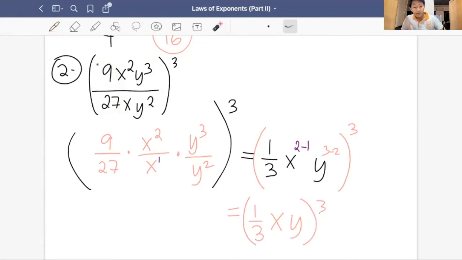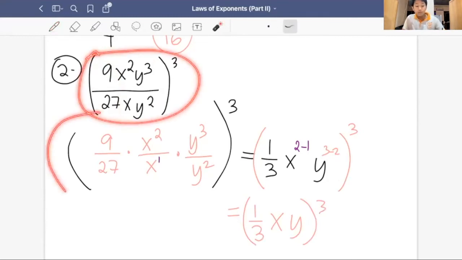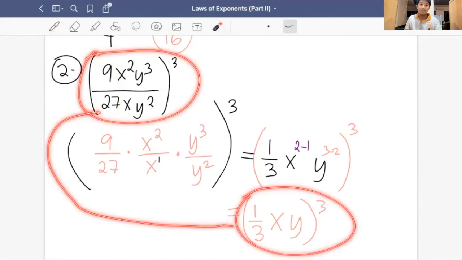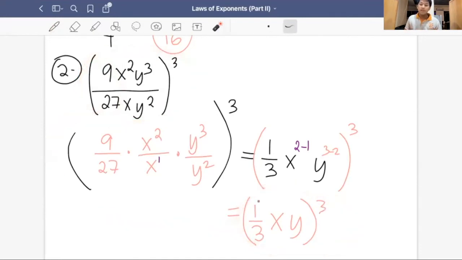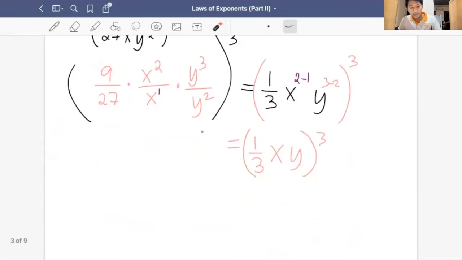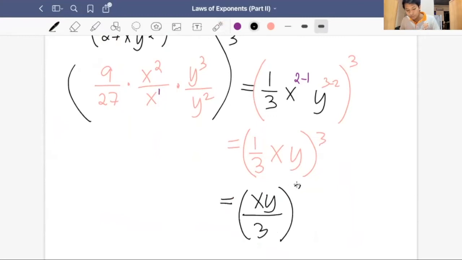So see, from this form, we just used the quotient rule first. It became this one. All right, so after applying the quotient rule and simplifying, then we have to apply the power of a quotient rule. This is distributive in nature. So in this case, we can rewrite this as xy over 3, just to get rid of that 1, we have xy over 3 raised to 3.